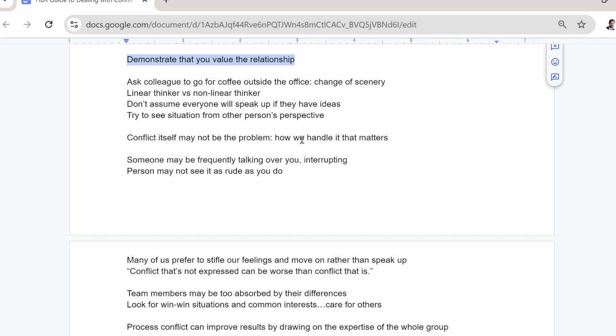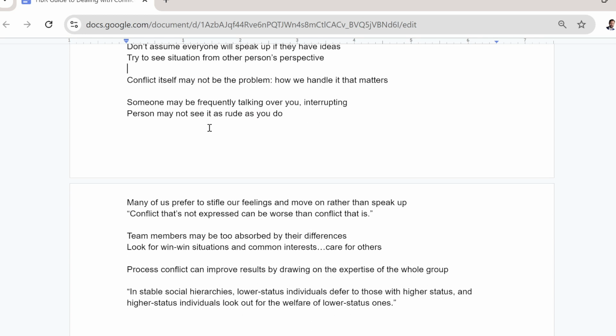You can ask your colleague to go for coffee outside the office. That helps build the human relationship there. The change of scenery can also help reset things, especially if they're very tense. Consider that there are linear thinkers and non-linear thinkers. So people that think sequentially, step by step, other people that are more, let's throw everything in and sort of creatively, organically come to a solution. And not everyone's going to process things the same way as you.